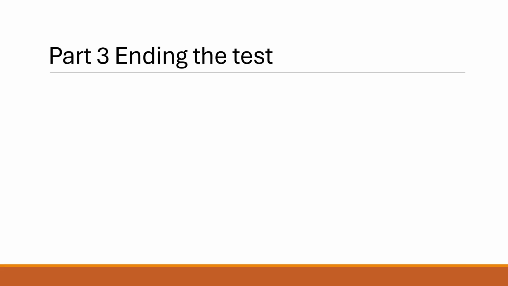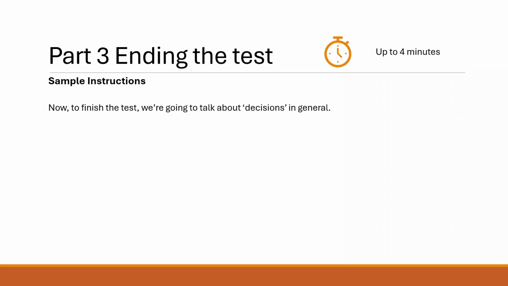Now let's move on to the final task, which is ending the test. The third task in this is ending the test. The length of time you have for this particular task depends really on how much time has been spent on the previous 2 tasks. And again, these are the instructions from the examiner. And the examiner will state that to complete the test, they are going to discuss a particular topic. One of the examples we had in part 3 was about decisions. So these are going to be very generalized questions.